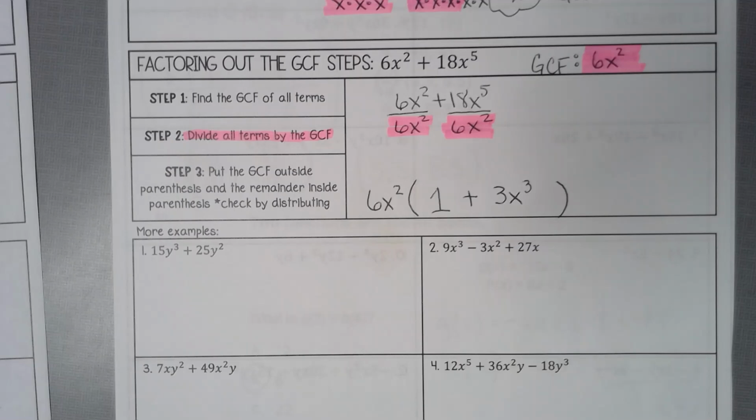How do I double check? Check this out. What is 6x squared times 1? Oh, there was your first term. Okay, check this out. What is 6x squared times 3x cubed? Well, I multiply 6 and 3 and get what? What do I do with the powers? So far, you've been able to go from here to here. I am now showing you how to go from here to here. Okay, you just factored.